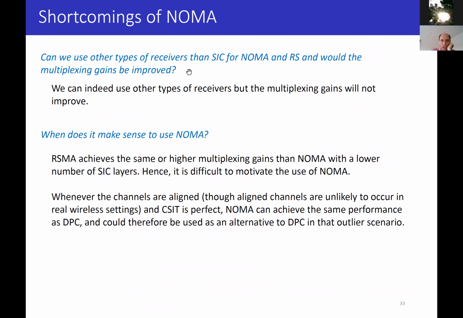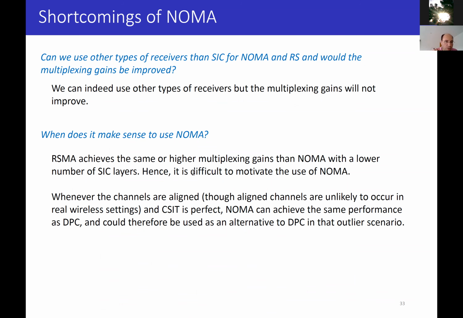You can use other types of SIC, other types of receiver. You're not bounded by SIC. You can use joint decoding, but the results in terms of multiplexing gain will not change. So all the results I showed you would still hold.